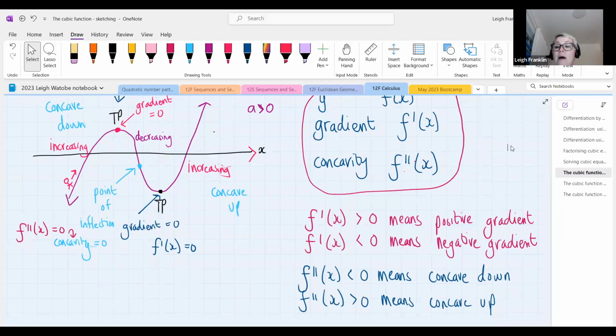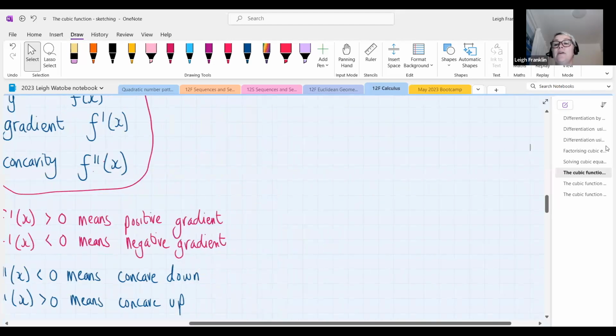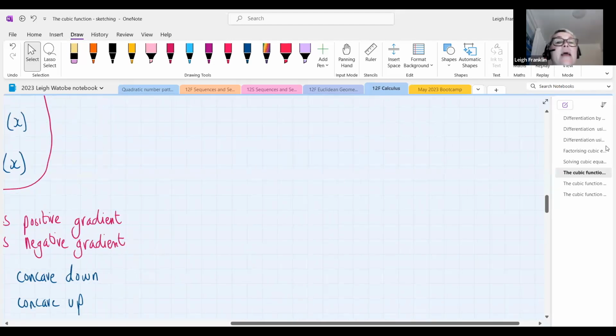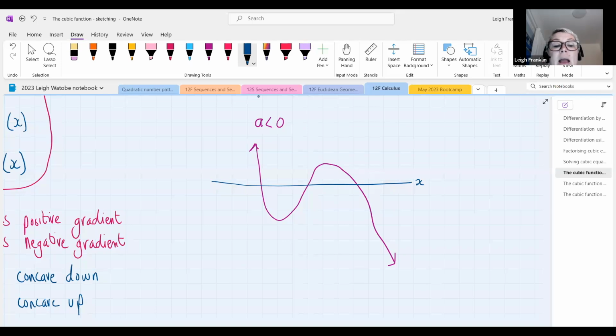Okay, so I also just want to mention, I'm going to go and do that on the side over here, that when a cubic function has its a value smaller than 0, the graph is concave up and then it's concave down. Sorry, I didn't draw that very nicely. Okay, so let's pretend our x-axis is over there. Again, it has two turning points where the gradient would be 0.